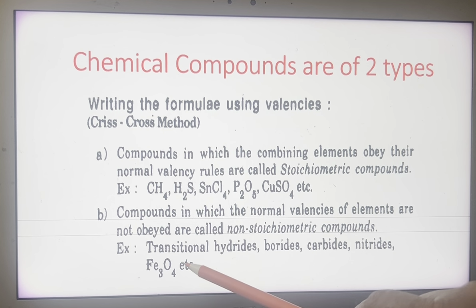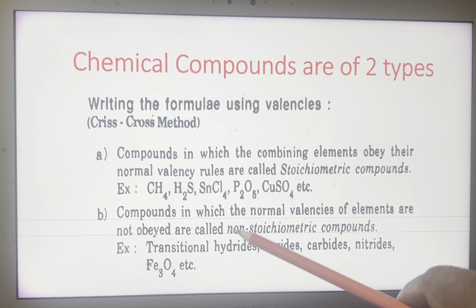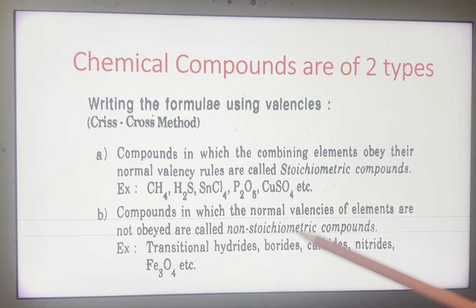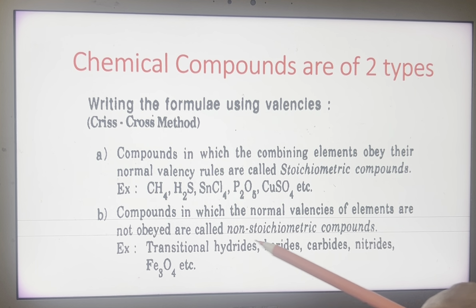Similarly, other examples if you see, CaCl2, P2O5, like that. The other compounds are non-stoichiometric compounds. Non-stoichiometric compounds means they do not follow the normal valency rules of elements. They do not obey the valency rules.